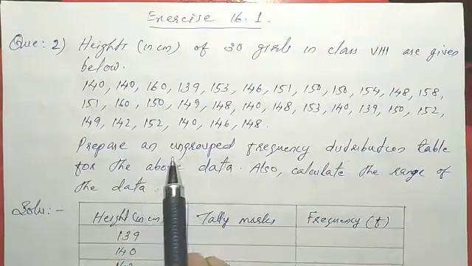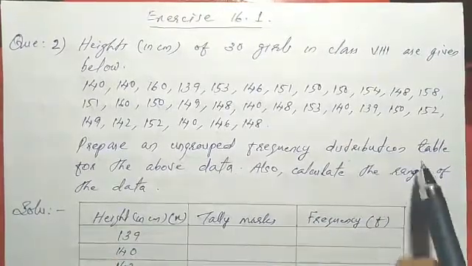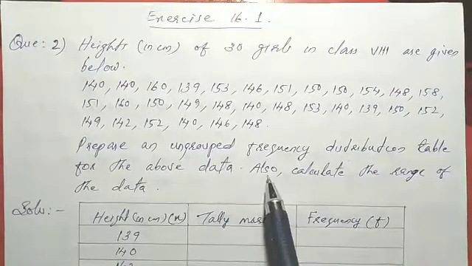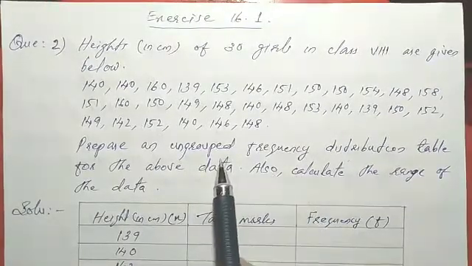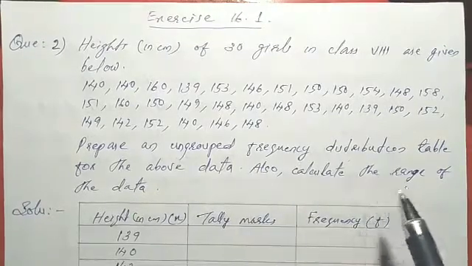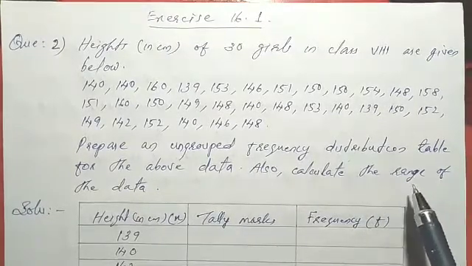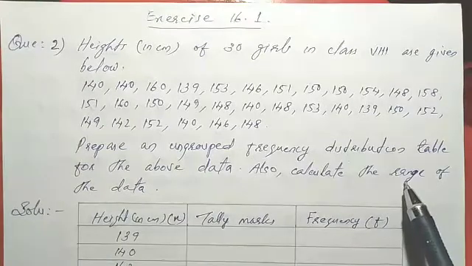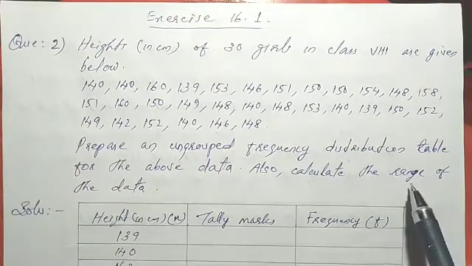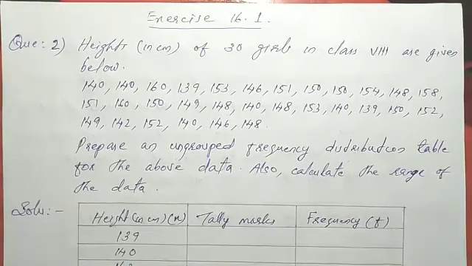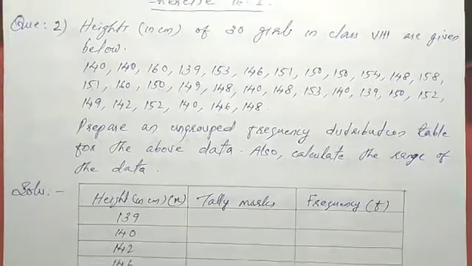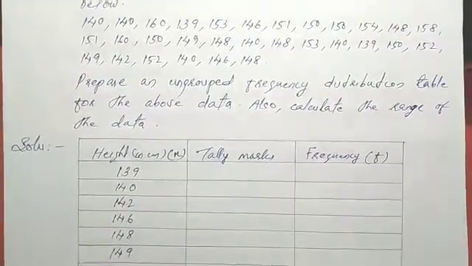So we have to prepare an ungrouped frequency distribution table for the above data. Also calculate the range of the data. After preparing this table, we have to calculate the range of the data. Range is equal to, we have studied the formula. What is the formula? Range is equal to highest observation minus lowest observation. So here I have already arranged all the data in ascending order.